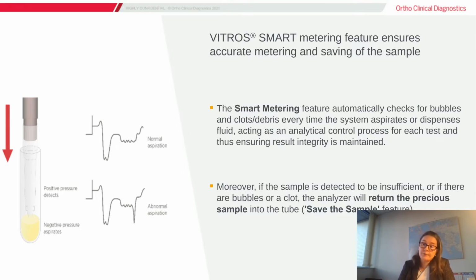There is an additional feature which we call Save the Sample, which is particularly useful whenever the sample volume is limited, particularly in pediatric samples, but not only limited to them. Whenever the proboscis or the sample metering detects insufficient sample, bubbles, or clots, it will return the sample into the tube. This is very useful for limited samples.